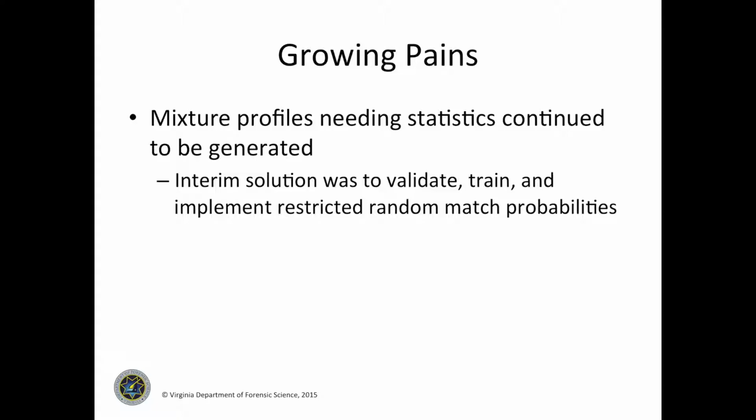Of course, casework didn't stop during this time. Mixture profiles were continually being generated. Our interim solution was to validate, train, and implement restricted RMPs based on peak height ratios. This training was limited to a group of 4 individuals to maintain consistency in calculations. We use the calculator portion of Armed Expert for these calculations.